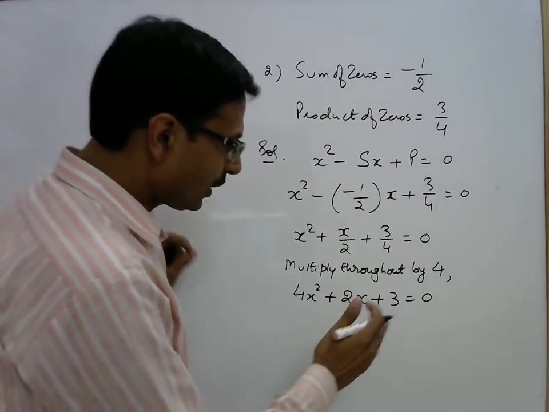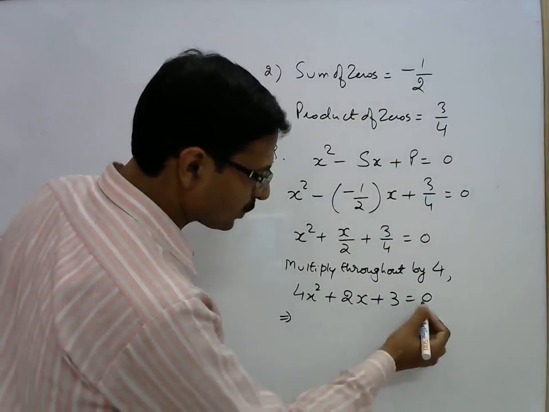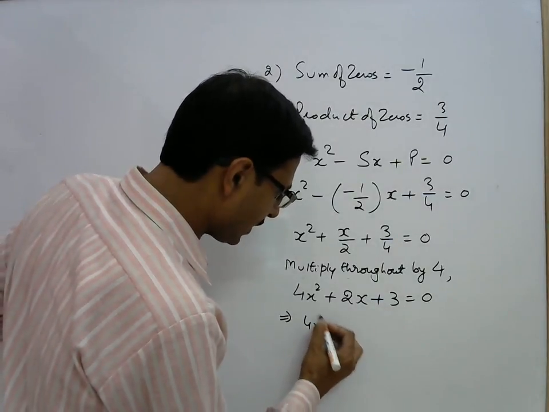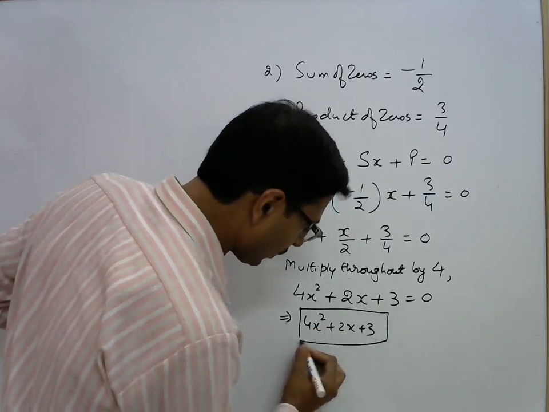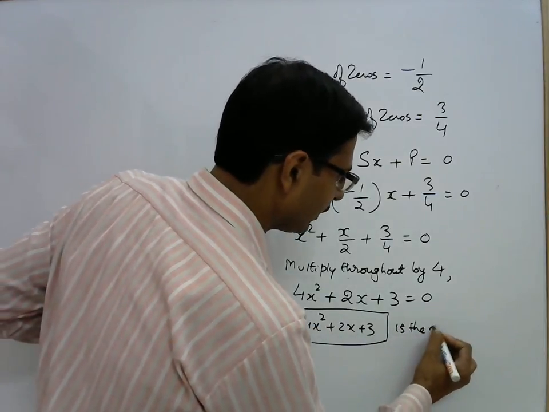Yeah. So now you can remove the zeros. 0 equal to 0. So this will become 4x square plus 2x plus 3. Now this is the required polynomial.